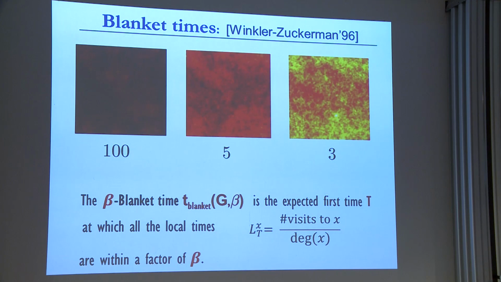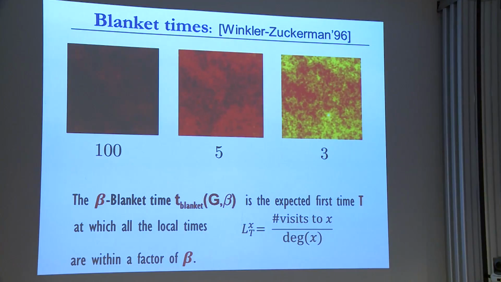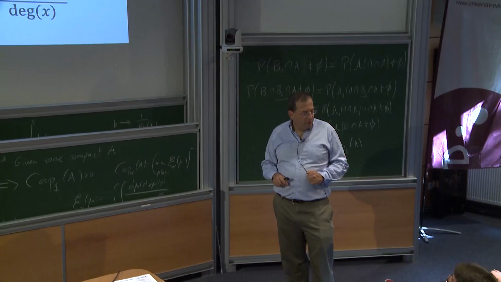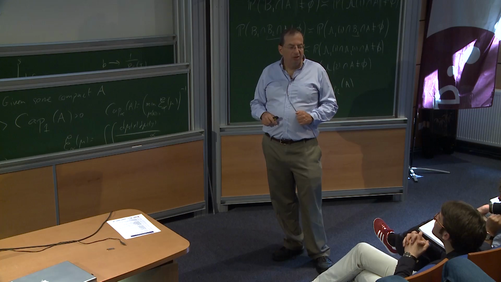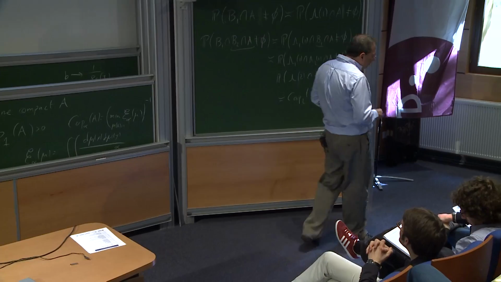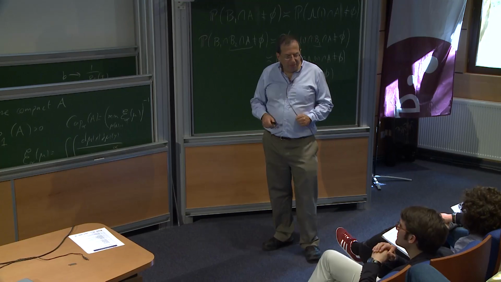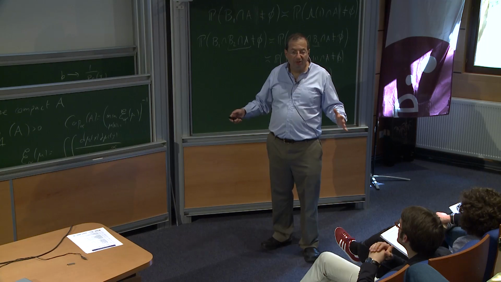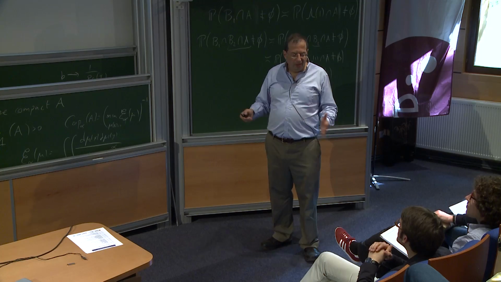So Winkler and Zuckerman looked at this blanket time. Again, it's the expected time when all vertices are visited within a factor beta of each other. And they made a very courageous guess. They guessed that the blanket time is within a constant of the cover time. They made this guess based on very good intuition and about 3 examples. They could understand the complete graph, they could understand the torus, that's about it. But then they had the intuition that what happened in these examples should happen completely generally, and they conjectured that the blanket time is always within a uniform constant. It just depends on this beta, and doesn't depend on the graph. Really amazing courage, which turned out to be right.